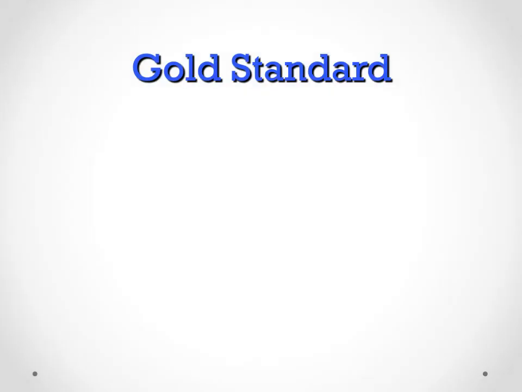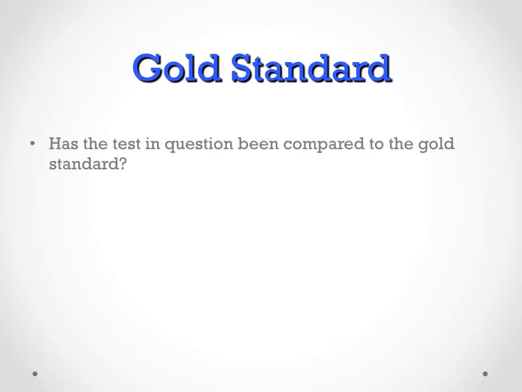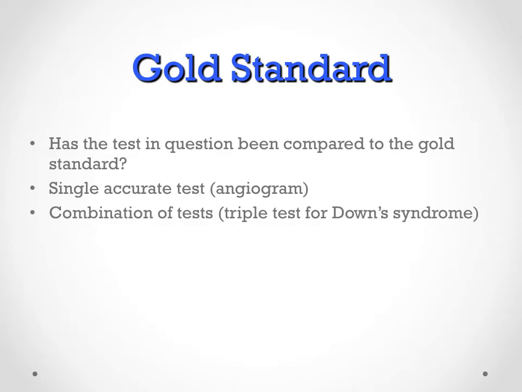Gold standard is the best available test under reasonable conditions. So, for example, the gold standard test for the diagnosis of a type 1 myocardial infarction is coronary angiography that identifies intracoronary thrombus. Sometimes you may actually need to have a combination of tests, such as the so-called triple test for Down syndrome, which was for a long time the gold standard, now largely superseded by superior methods. So in summary, it could be a single accurate test, or it could be a combination of tests.